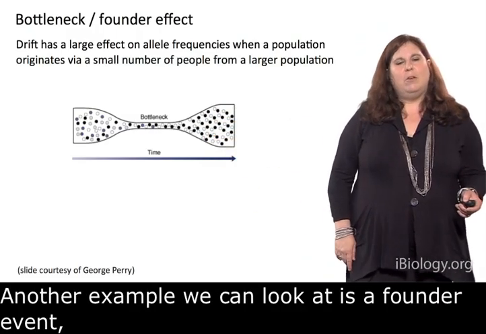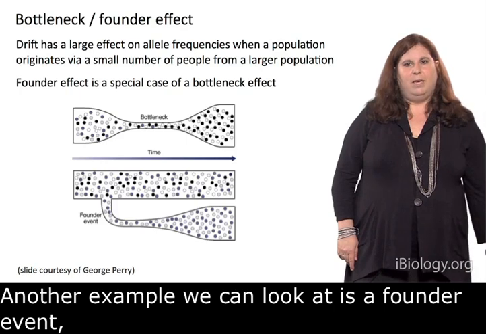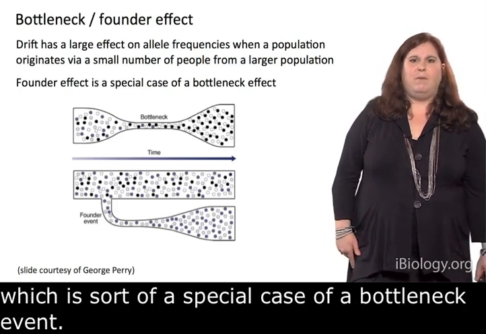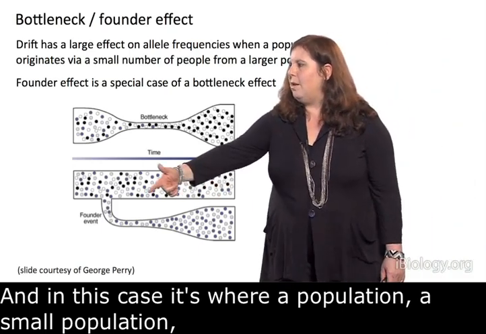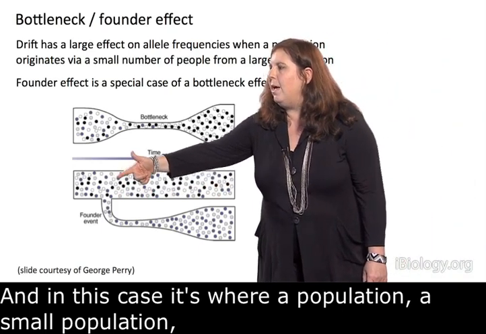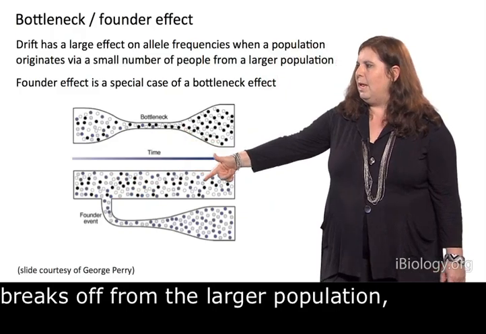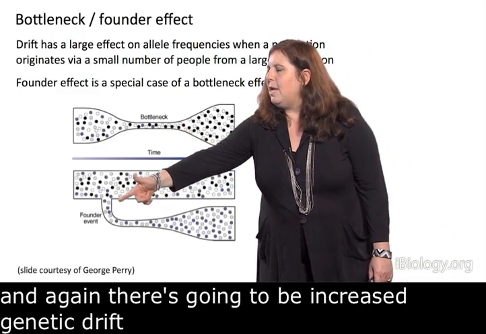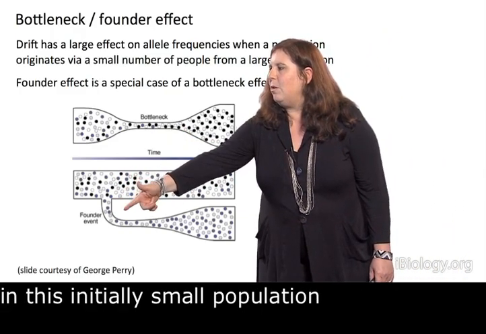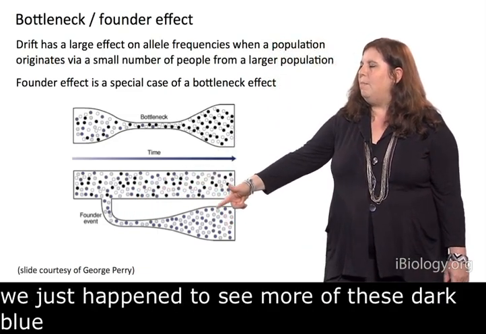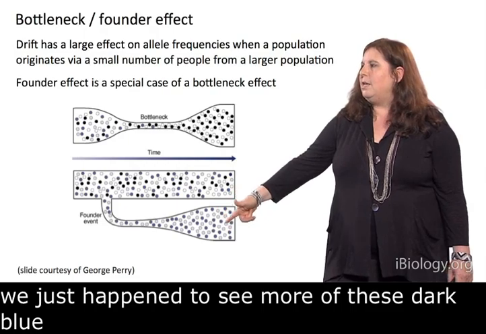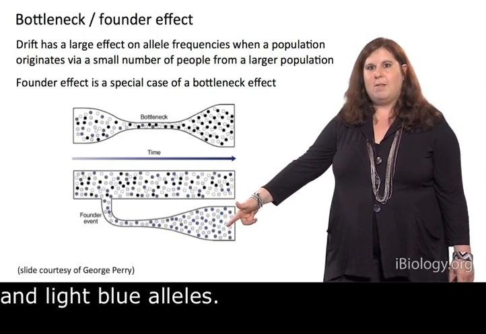Another example we can look at is a founder event, which is a special case of a bottleneck event. In this case, a small population breaks off from the larger population. Again, there's going to be increased genetic drift in this initially small population. And here, by chance, we just happen to see more of these dark blue and light blue alleles.